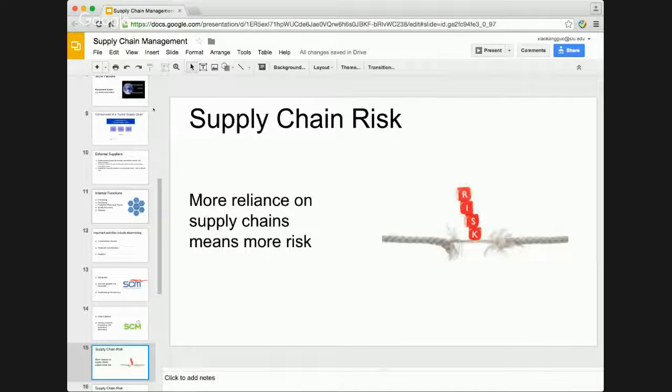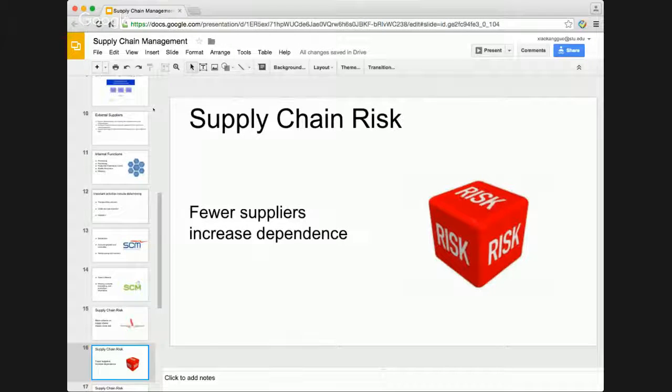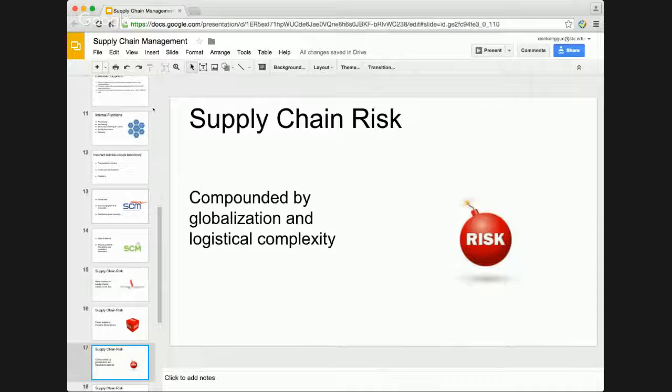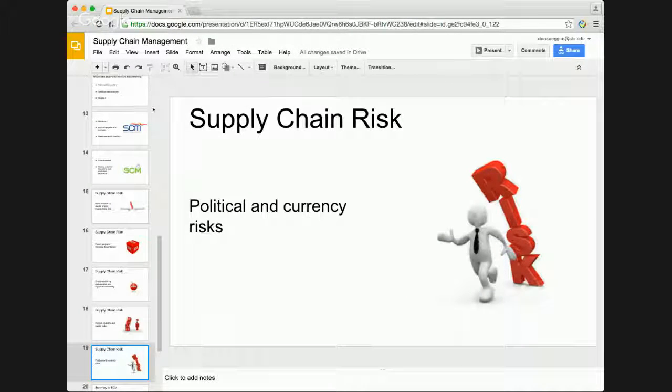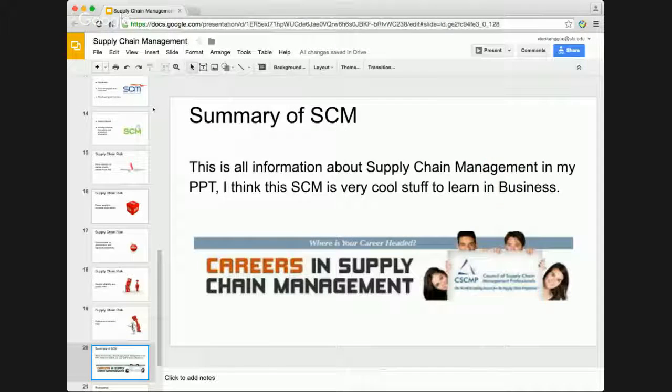And supply chain risk, all the risks in all the business. So more reliance on supply chains means more risk. And fewer suppliers increase dependence, which can be a risk. Compounded by globalization and logistical complexity, vendor availability and required risk, political and currency risk.